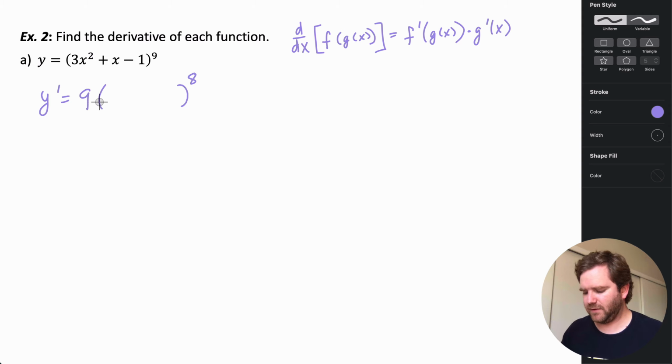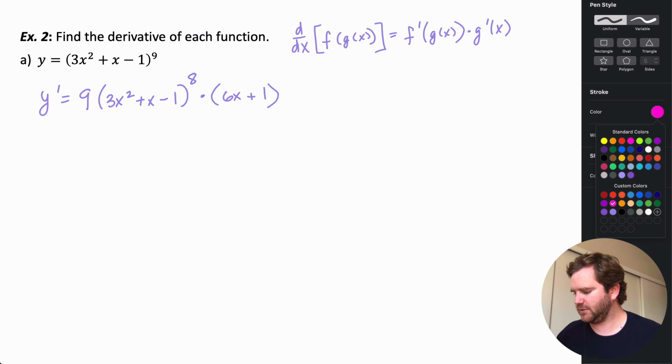So that's the derivative of the outside function, leaving the inside alone, so we don't touch the inside at all when you're doing the first part, times the derivative of the inside. So now we need to take a look at the inside part and take its derivative. So what is the derivative of 3x squared plus x minus 1? Well, 3x squared, its derivative will be 6x. The derivative of x is just 1. The derivative of negative 1 is 0. It's a constant, and we're left with this. So this is the derivative of y.